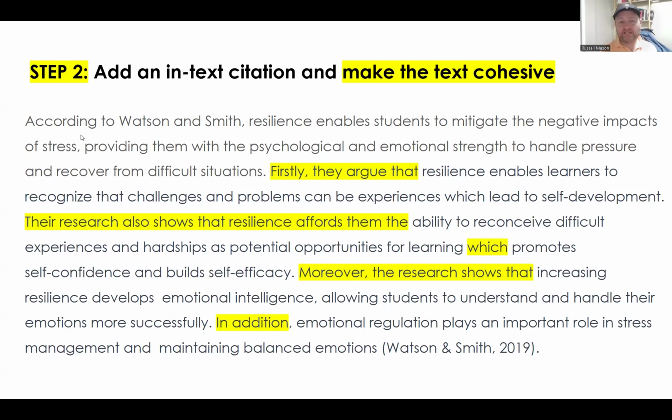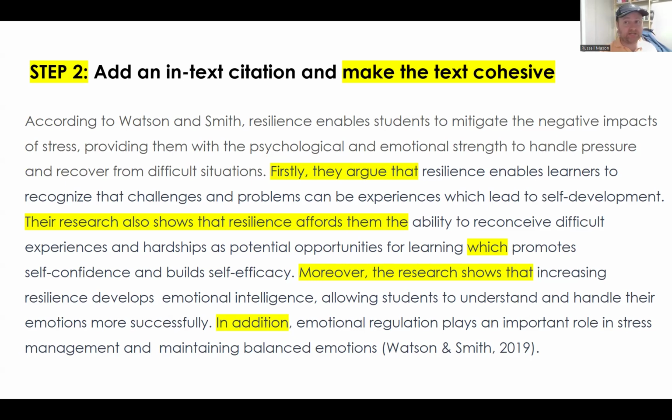So it could be done like this. We have the first sentence, there's a citation for Watson and Smith. And then in the second sentence, we don't need to do another citation. We can just say they argue that. This means Watson and Smith. In the next sentence, again, instead of putting the citation again, we can say their research also shows. And in the next sentence, we don't need to put the citation if we refer back to the research and say the research shows. So in each of these cases, the words the research, their research, and they argue all refer back to Watson and Smith. This is what makes the text cohesive.